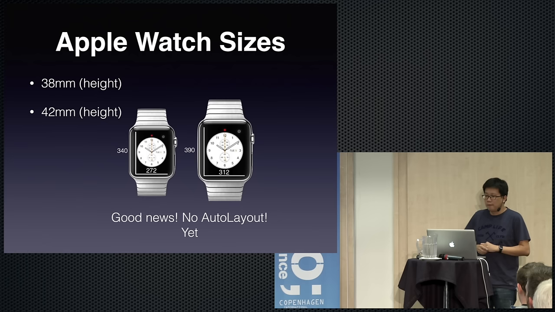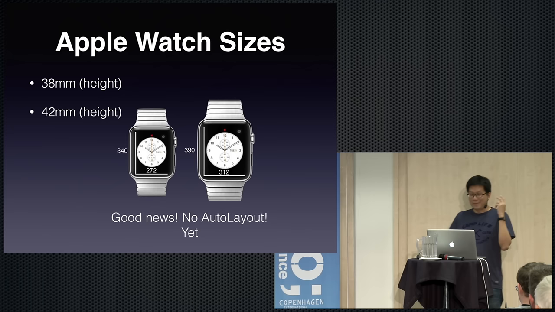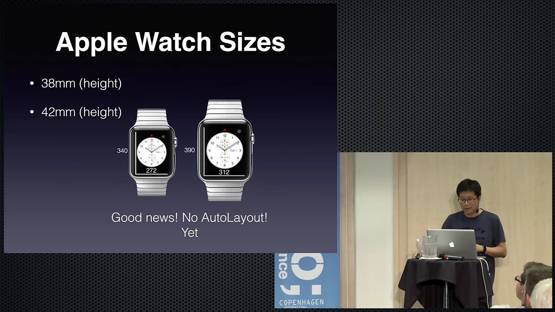Now, in terms of Apple Watch sizes, good news: at this moment, there are only two sizes, at least to the developers. You know what I mean? So there are two sizes. The first size is the 38 millimeters, and the other bigger size is the 42 millimeters. And like I said, good news, no auto layout.